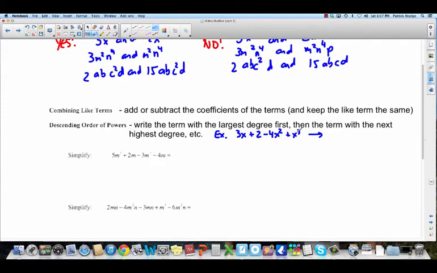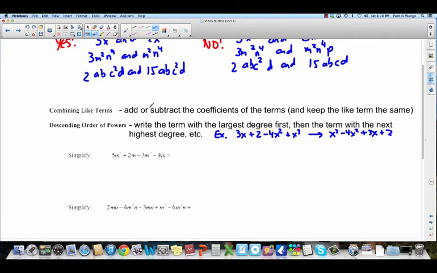So the first one would be the x cubed. That's the highest degree right here. You look at the sign in front, it's positive, so it's positive x cubed, or just x cubed. Next is this one, negative, so minus 4x squared. Next one is the first one out front. It's a positive sign out front because you don't see any sign, so it's positive 3x. And finally it's plus 2. This is now written in descending order of powers.